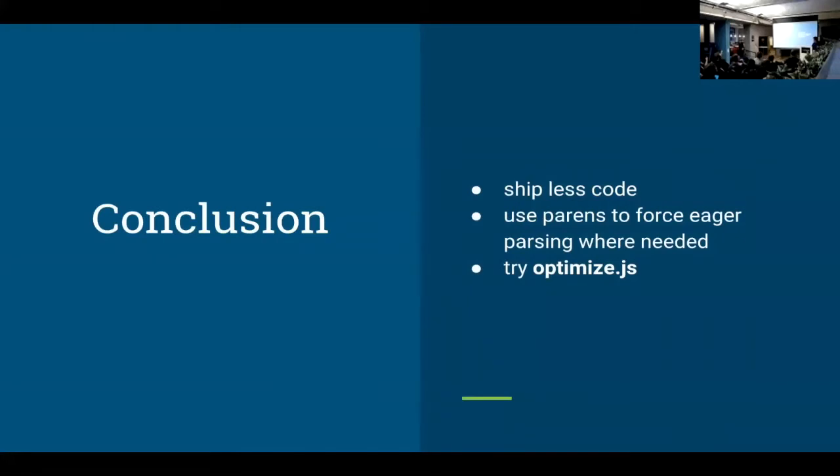So the conclusion here is: ship less code, use parentheses to force eager parsing where you need it, and just a hint, try optimize.js. It's a cool tool that will look at your JavaScript code and give you hints where to use the parentheses trick, the self-invoking trick, to make a lazy function eager so it gets faster. The results are roughly 15 to 20%. It's a really cool thing.